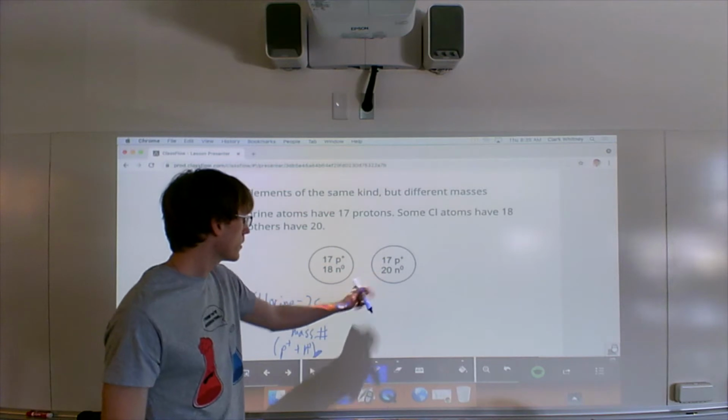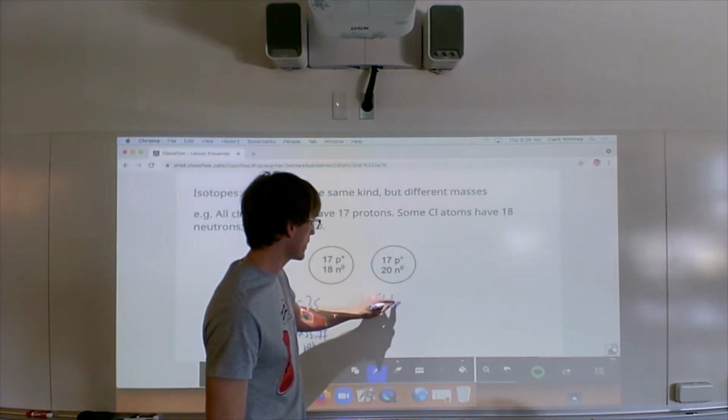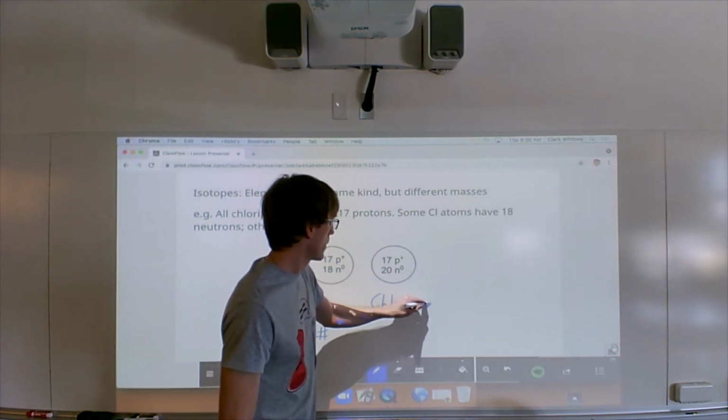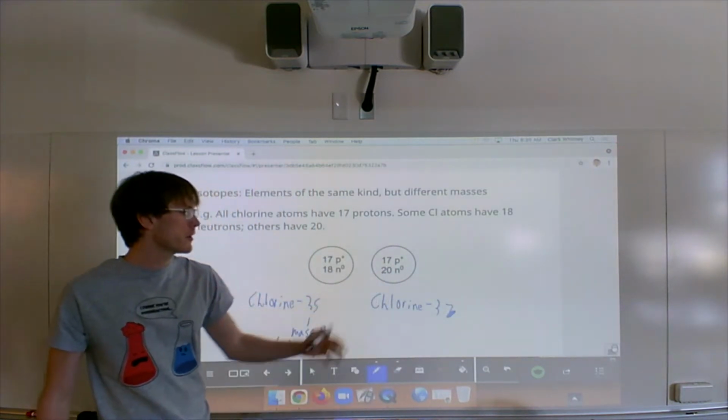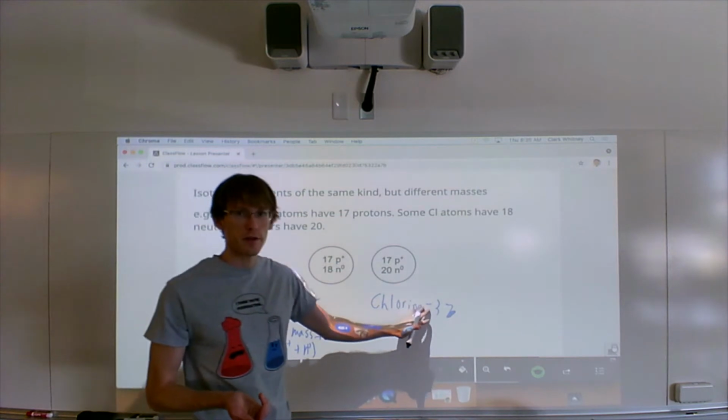So over here, this one's going to be called chlorine 37, and that's because the 17 protons plus the 20 neutrons gives you a mass number of 37.